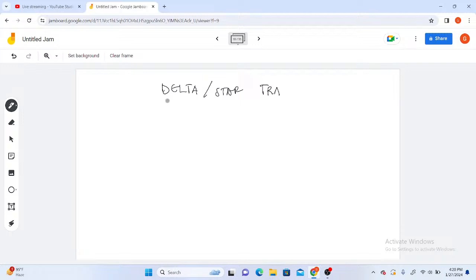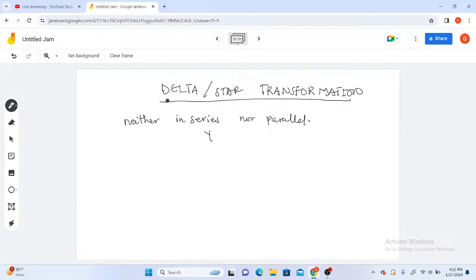So once you get a delta star transformation, it will also help us to simplify a more complicated circuit. So let's see, delta star transformation. In this section, one may ask, is it possible for two resistors to be neither in series nor in parallel?